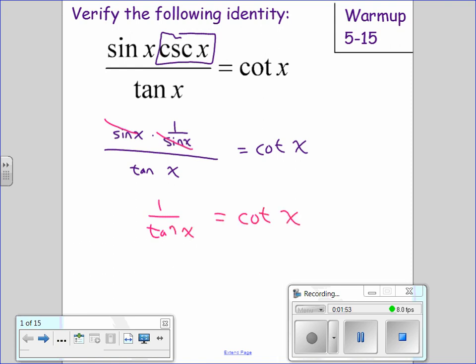And then if you look on your paper, 1 over tangent is the same thing as cotangent. So I can replace this 1 over tangent with a cotangent. Now it matches what I've got on the right, which is awesome. So we have verified the identity at this point.